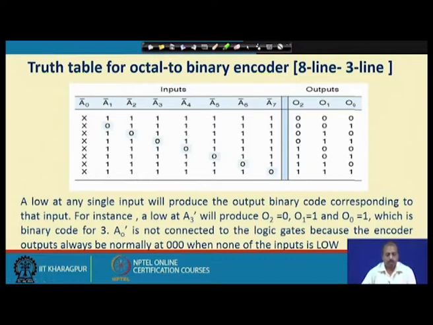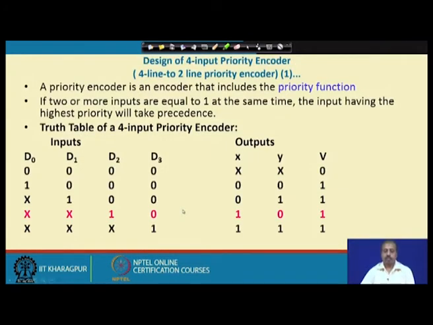A low at any single input will produce the output binary code corresponding to that input. If I have a low at A3 bar, it produces O2 equal to 0, O1 equal to 1 and O0 equal to 1, which is the code for 3. So, this way it is done. We have already explained how this circuit is operating.